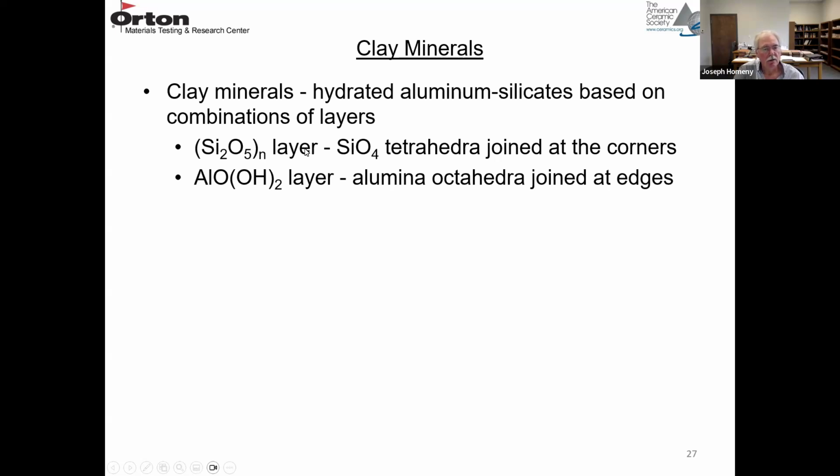Si2O5 is the silica layer. You basically have SiO4 tetrahedra, and they're joined at the corners. That makes up one layer. And then the alumina layer, Al2(OH)4. In that layer, you have alumina octahedra, and they're joined at edges.